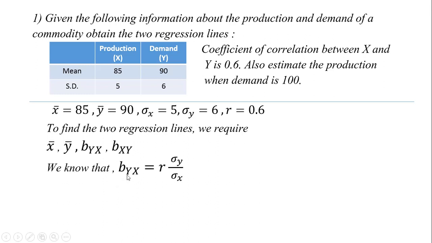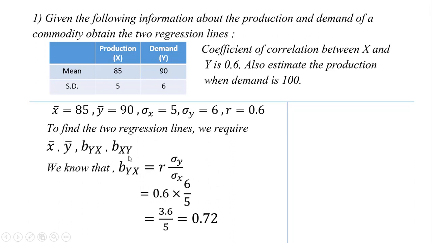We know that byx is equal to r into sigma y upon sigma x. We use this formula, only we have to substitute these values and find byx. So it is equal to r is 0.6 into sigma y is 6, sigma x is 5. So 0.6 into 6 is 3.6 upon 5. 3.6 upon 5 gives 0.72. So we get byx is 0.72.